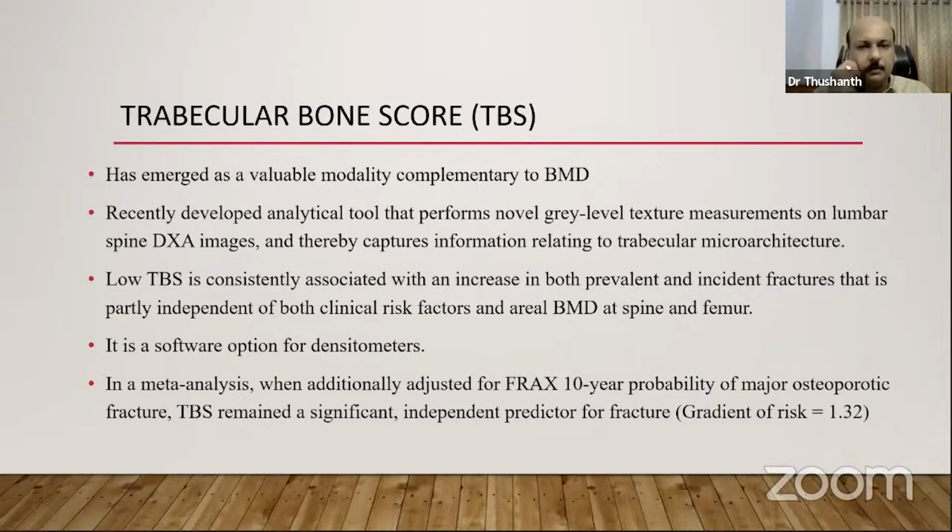Then we have the trabecular bone score. It is emerging as a new modality, which is complementary to the BMD. It is an analytical tool that performs novel gray level texture measurements on the lumbar spine DEXA images, and thereby captures information relating to the trabecular microarchitecture. Low TBS has been consistently associated with an increase in both prevalent and incident fractures, and that is partly independent of both clinical risk factors and areal BMD at spine and femur.